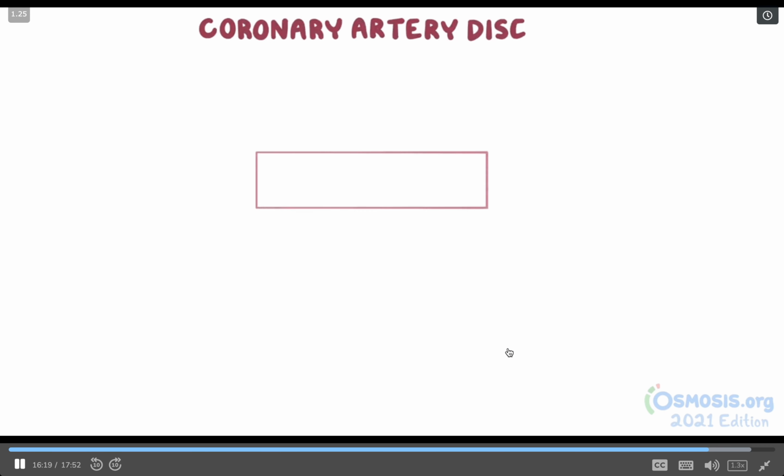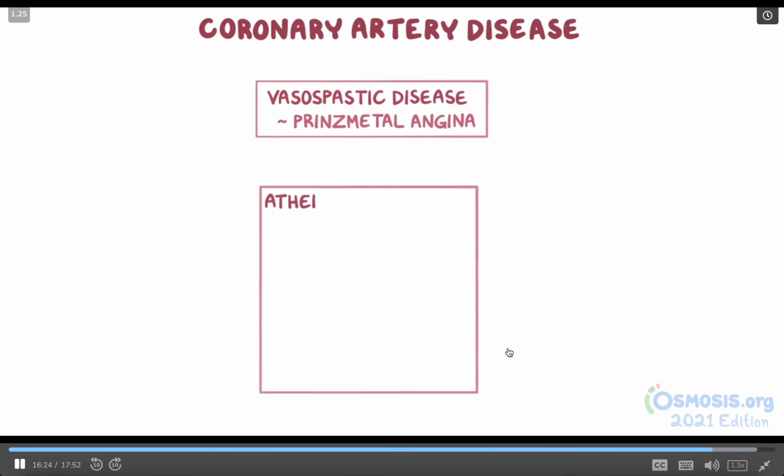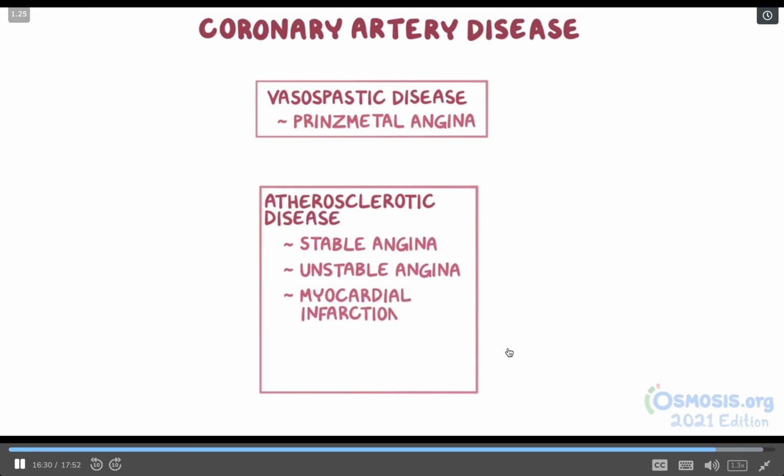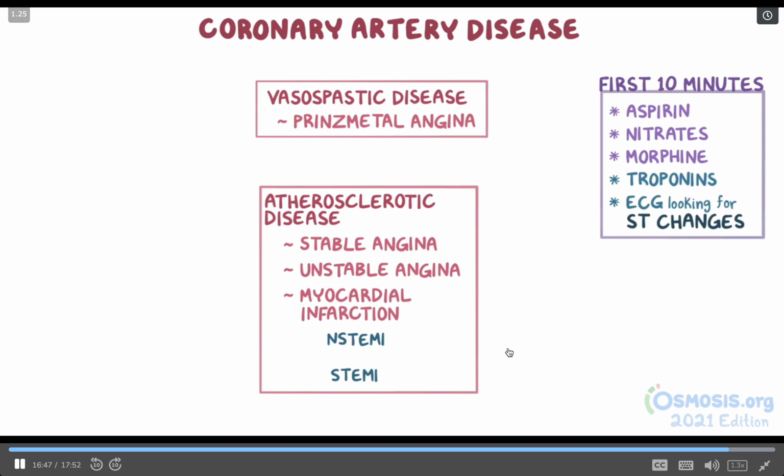All right, as a quick recap. Coronary artery disease can be due to either vasospastic disease, so Prinzmetal angina, or atherosclerotic disease, so stable angina, unstable angina, and myocardial infarction, which is further divided into NSTEMI and STEMI. Patients presenting to the ED with suspected myocardial ischemia should be given aspirin, nitrates, morphine, get troponin sent, and get an ECG looking for ST segment changes, all within 10 minutes.